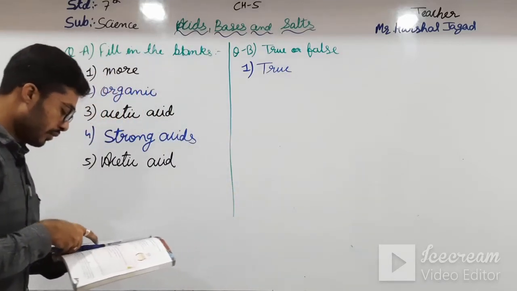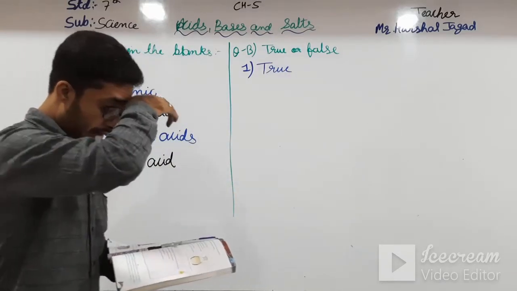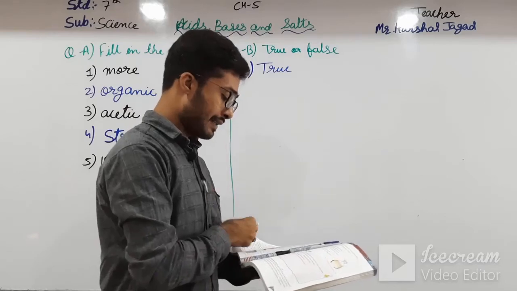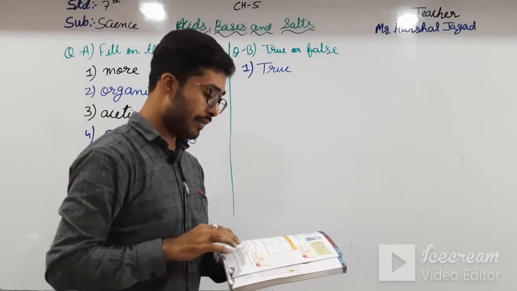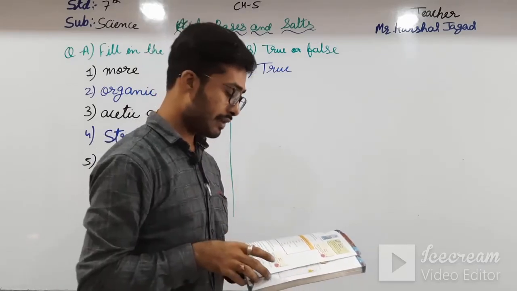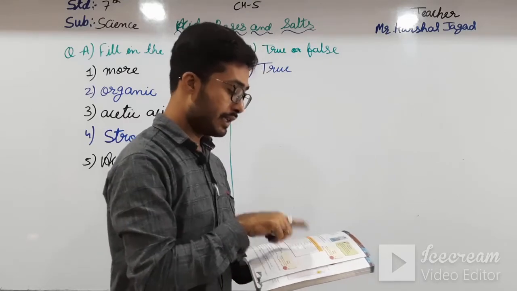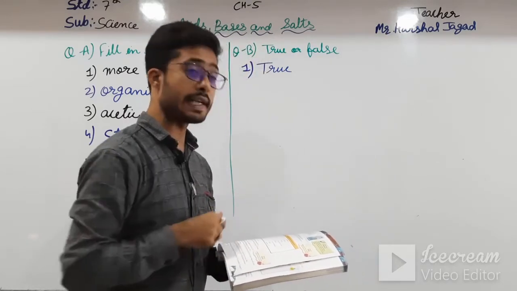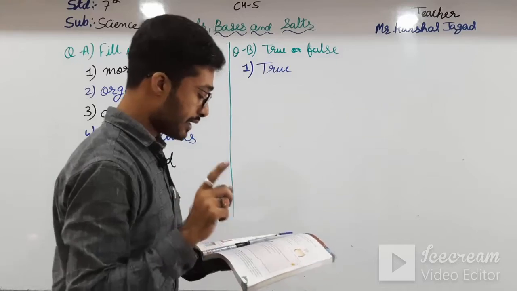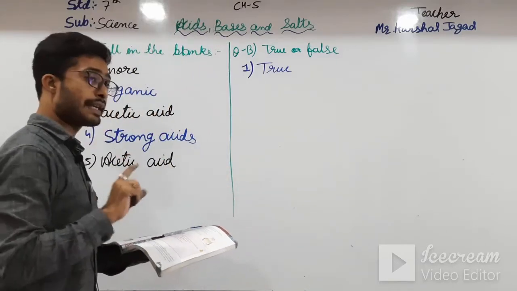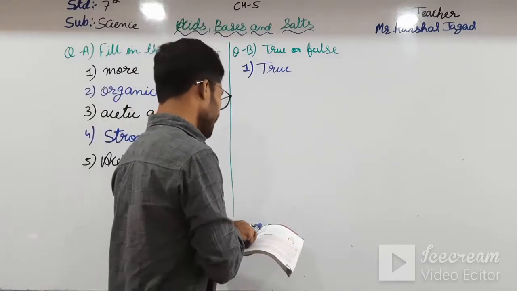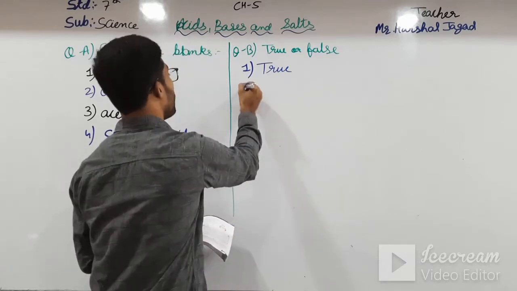Moving towards the second: grapes contain lactic acid. See here in table number 5.1, in the first one it contains tartaric acid. Grapes contain tartaric acid; lactic acid is not contained by grapes. So, here it will be false.